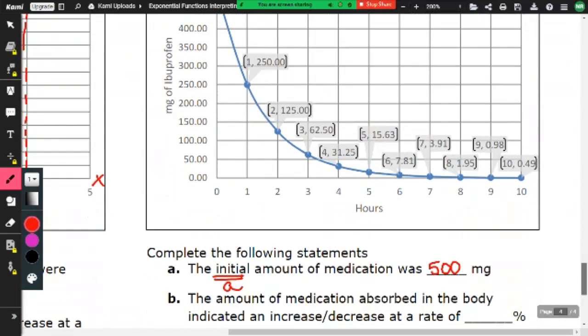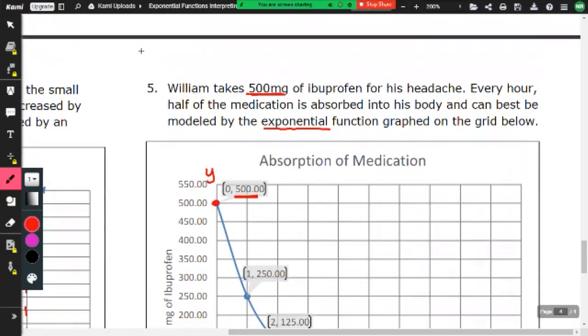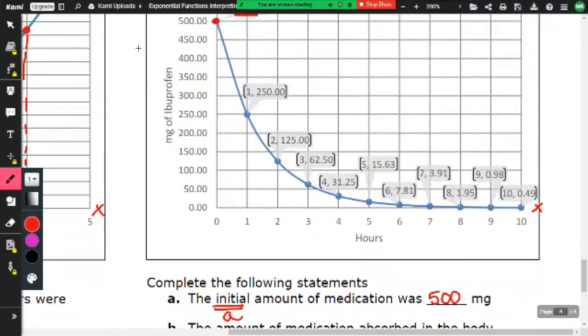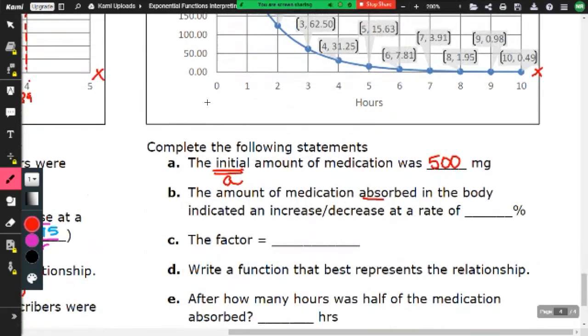Can you find it on the graph? Yep. Can you find it in the paragraph? Also. Found it on the graph right here. My initial Y value is 500. But it says he takes 500 milligrams. That's my initial value. All right. Part B. The amount of medication absorbed in the body indicated an increase or a decrease? It's a decrease. You can tell it's decreasing because you have a graph that's going down, but it's also being absorbed. That means the medication is going away.